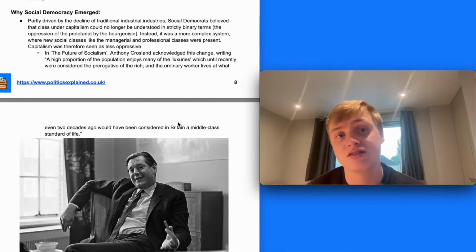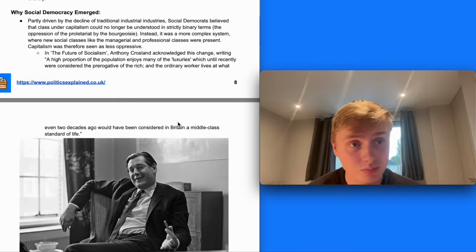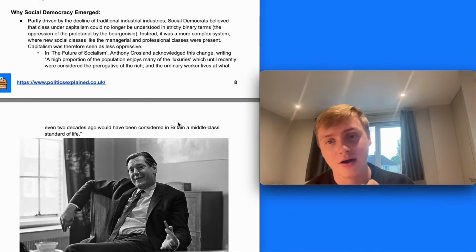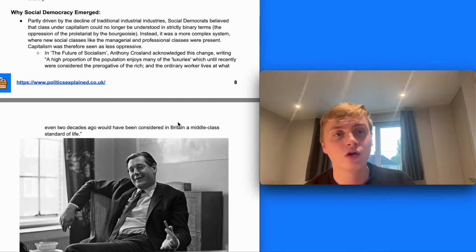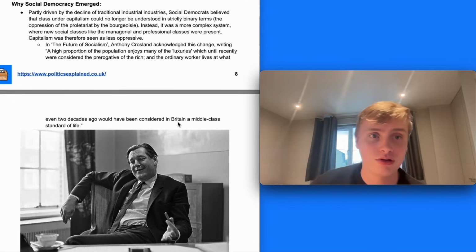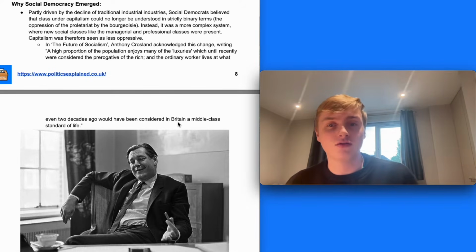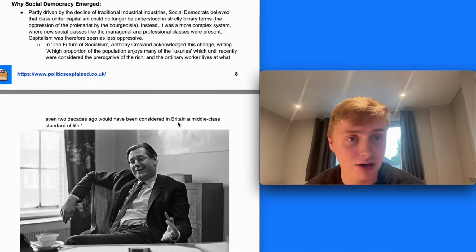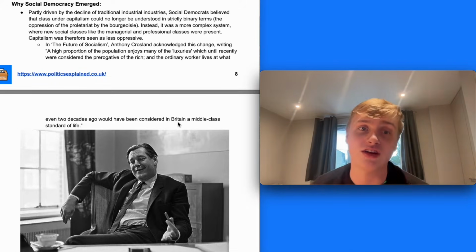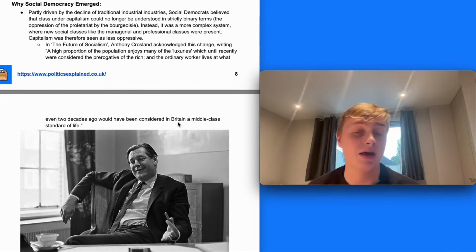It's partly driven by the decline of traditional industrial industries. So it believed that class under capitalism could no longer be understood as a complete binary oppression of the proletariat by the bourgeoisie. Instead, it was more of a complex system where new social classes like the managerial, professional, and middle classes were present, and capitalism was therefore seen as no longer completely oppressive. So you see Anthony Crosland, one of the key thinkers, acknowledging this change, writing that a big proportion of the population now enjoys many of the luxuries which until recently were considered the prerogative of the rich.